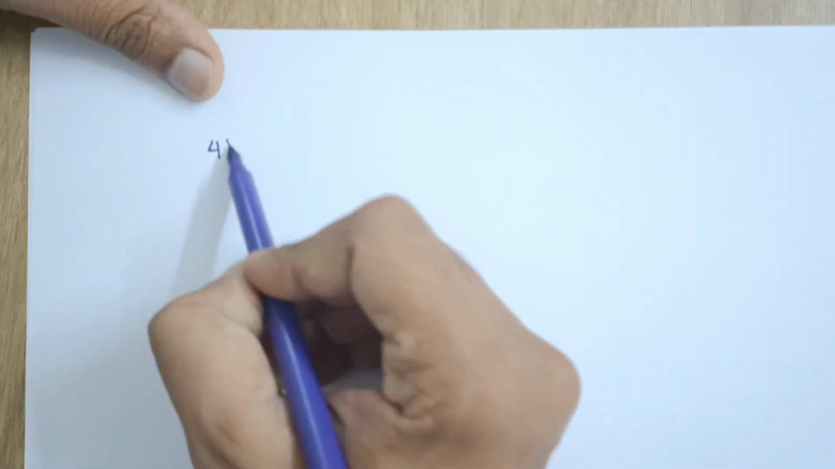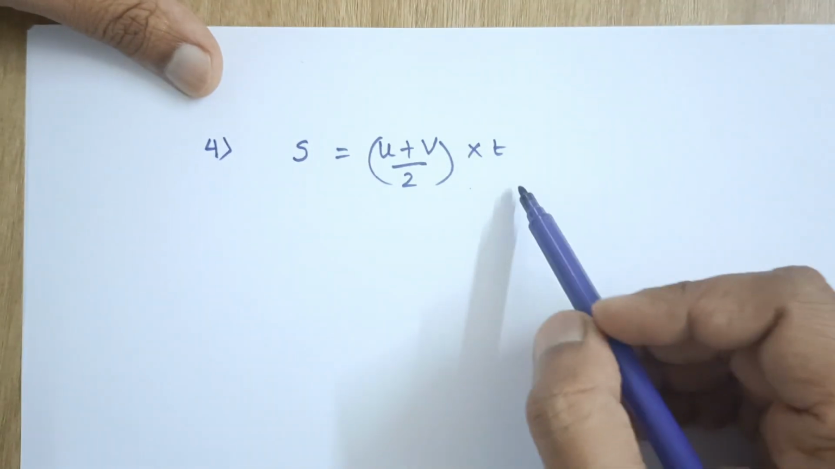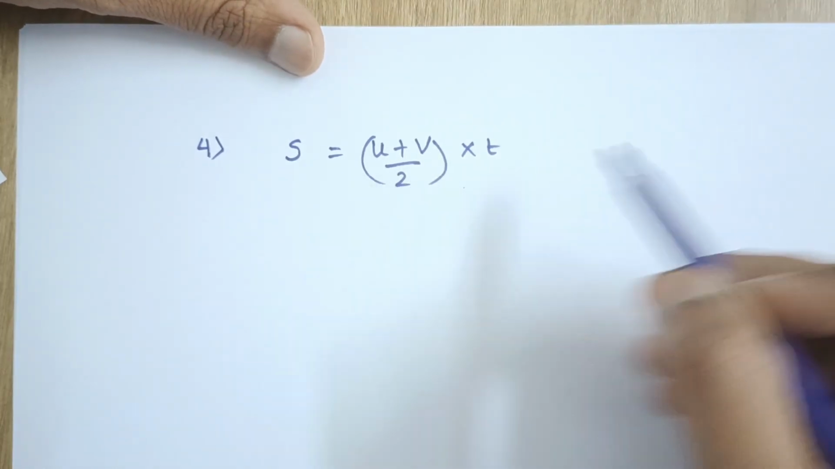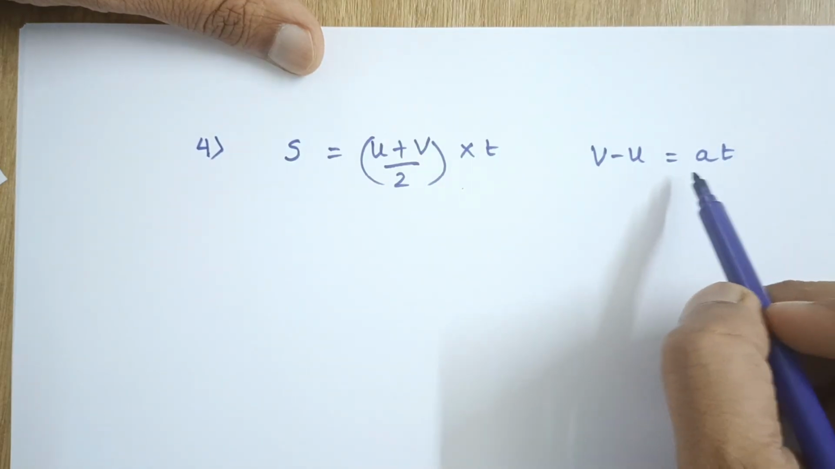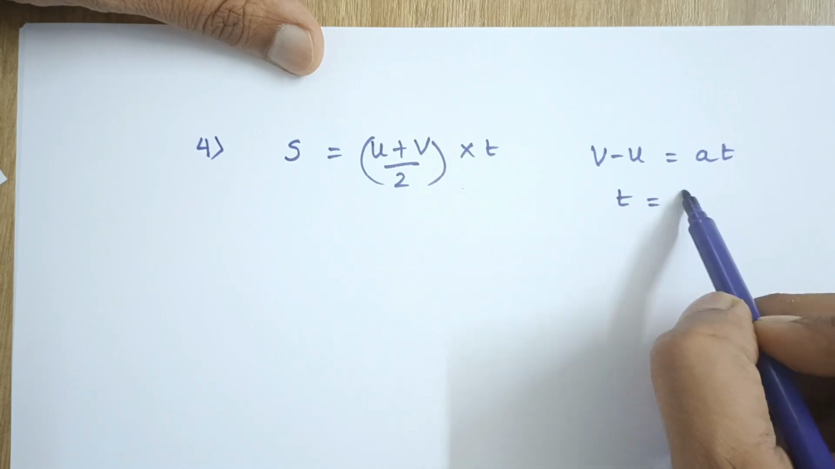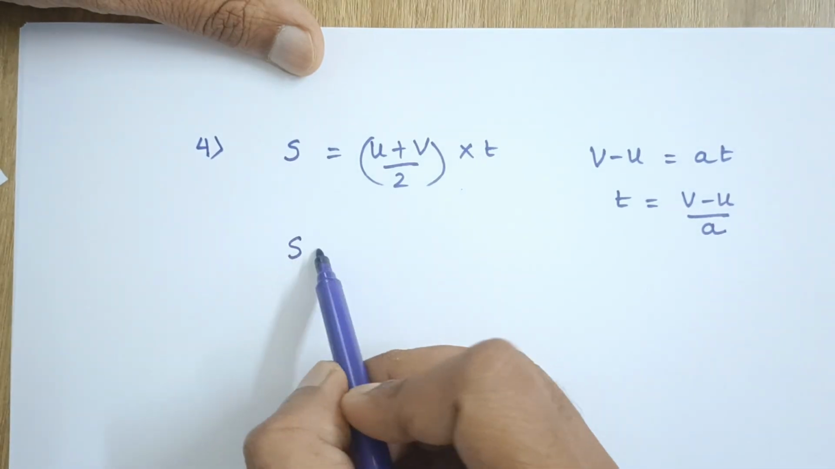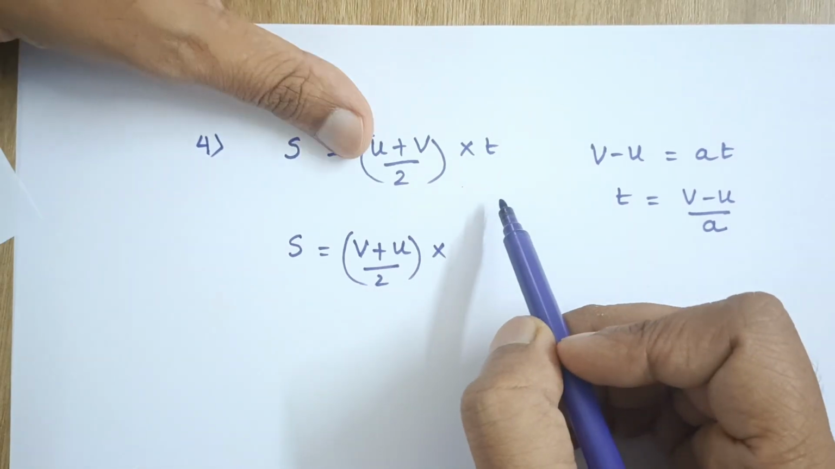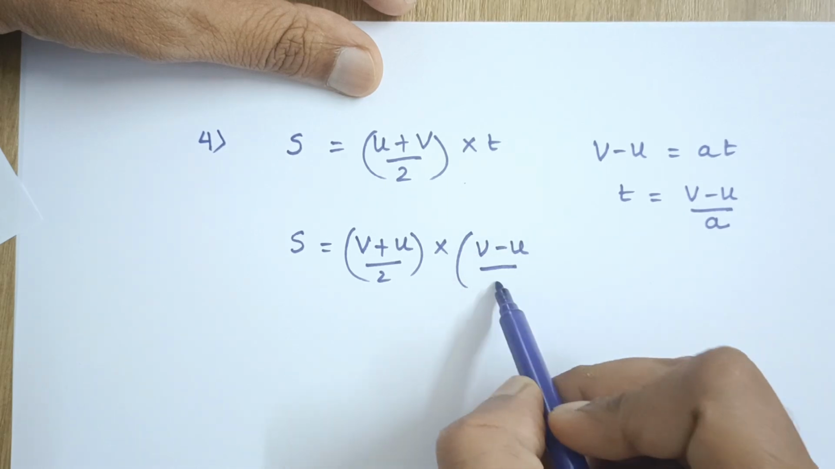Now in the fourth equation of motion, I'm going to again take S is equal to u plus v by 2 times t. This was the last equation which we derived. Now this is what our average velocity is. Now we also know that v minus u is equal to at, right? So from here I'm going to find out the value of time. So that is equal to v minus u by a, and I'm going to substitute it over here. So displacement is v plus u by 2 times, this is the value of time that I'm going to substitute. This is v minus u by a.